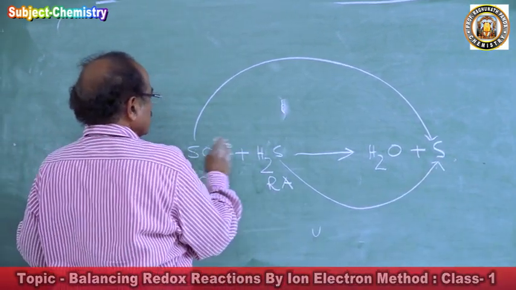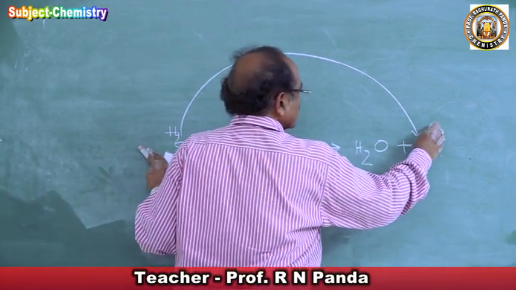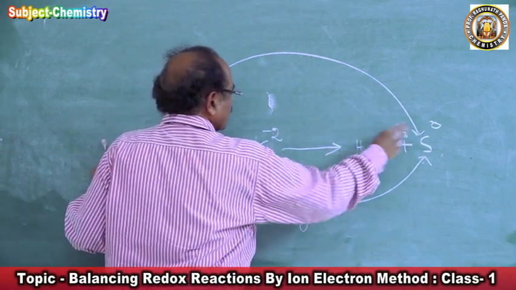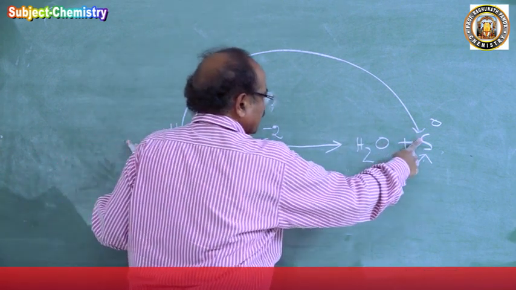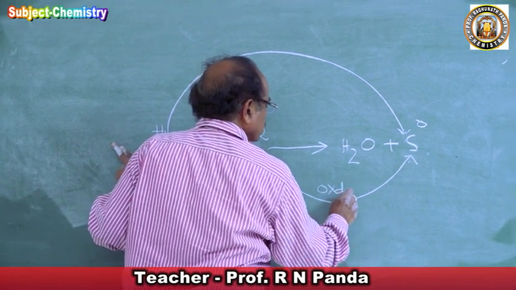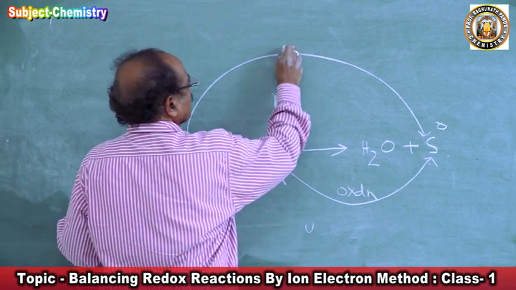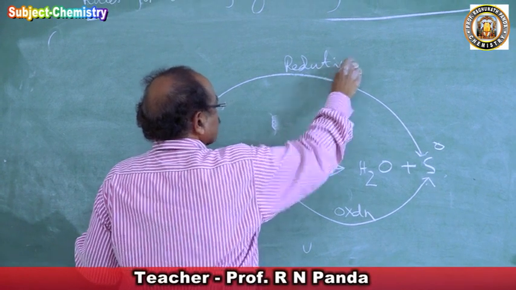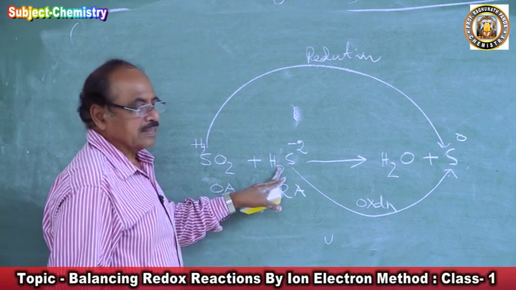In SO2, the oxidation number of sulfur is +4, and in sulfur it is 0. In H2S it is -2, and in sulfur it is 0. So this sulfide is becoming sulfur, and this is the oxidation reaction, and sulfur dioxide is forming sulfur, and this is the reduction reaction. So I will write the half reaction of sulfur dioxide, and I will write the half reaction of H2S.